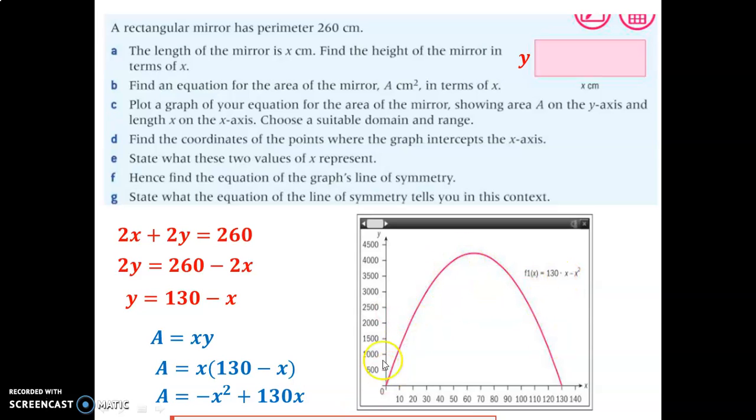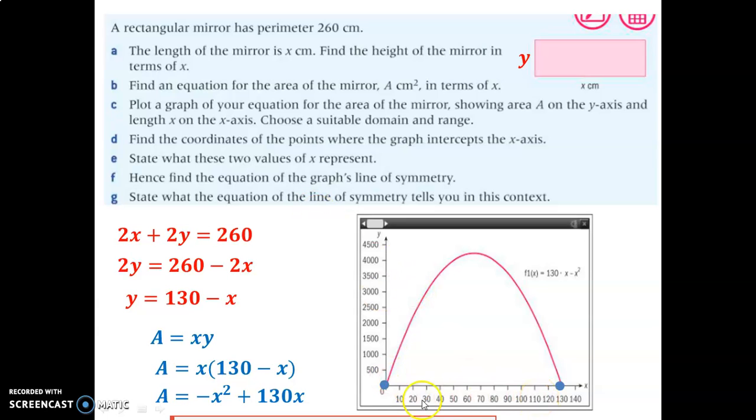All right, that parabola represents the area. It represents the area of this mirror depending on the x value, right? So for example, when x is 30, the area is this value here. Or when x is 50, here we go up, then the area is this. So at some point, the area is going up and the area reaches a maximum. Now, D, find the coordinates of the points where the graph crosses the x-axis. Okay, so those are our two x-intercepts, and it asks, what do these two values of x represent?